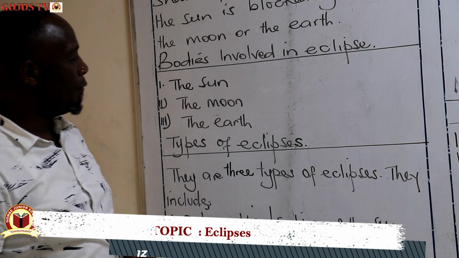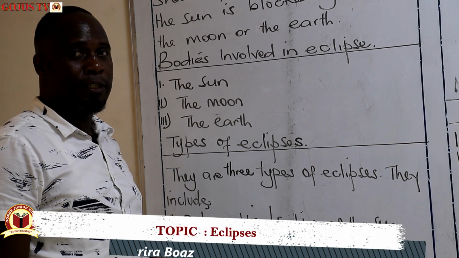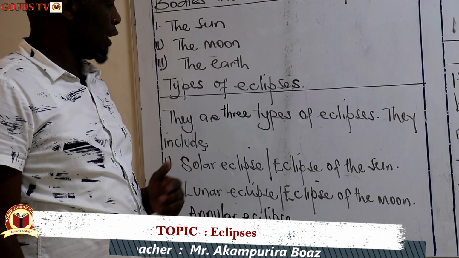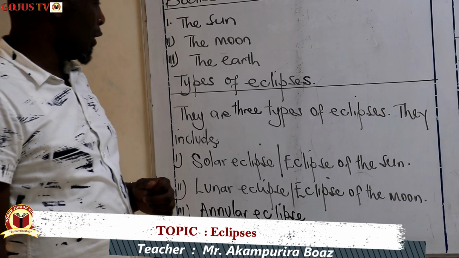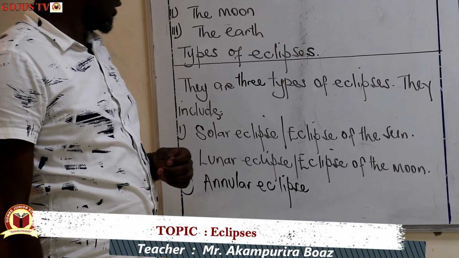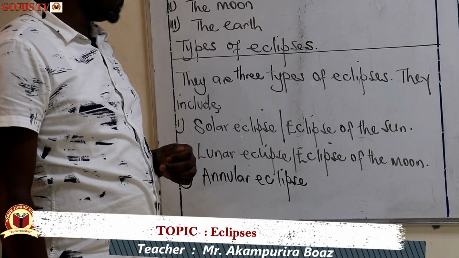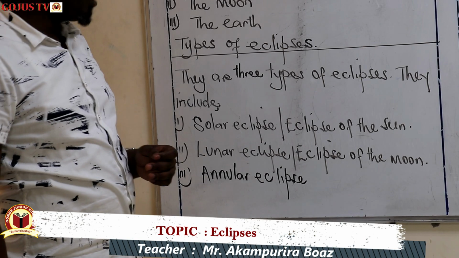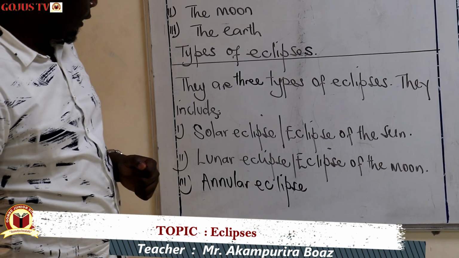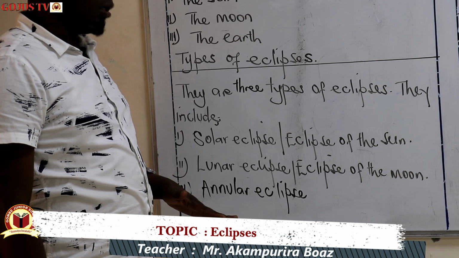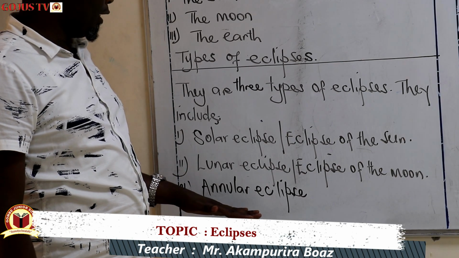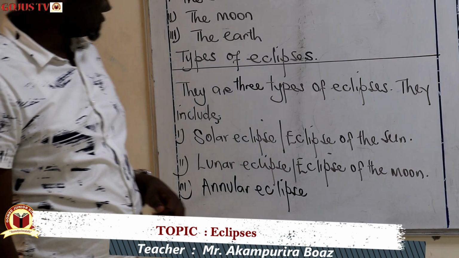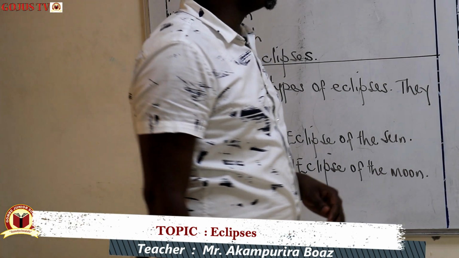Dear candidates, we have the different types of eclipses. When you check in your workbooks, they are majorly talking about the two types, that is the solar eclipse or the eclipse of the sun, and the lunar eclipse or eclipse of the moon. However, we should not take things for granted. These days, anything can happen or it can come. We've added the annular eclipse, so I request that you include it in your workbook so that you are not left behind.